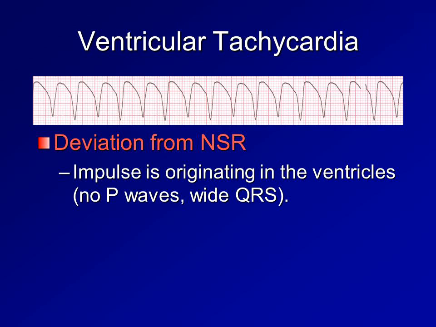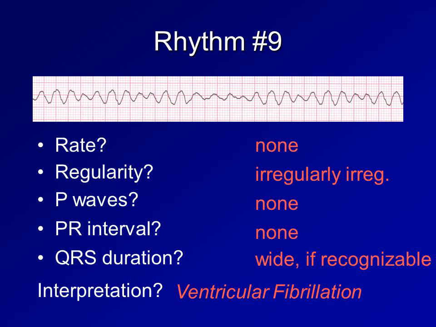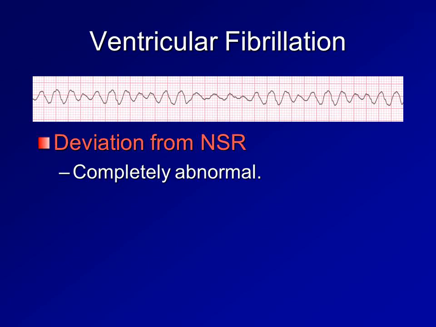Deviation from NSR. Impulse is originating in the ventricles, no P waves, wide QRS. Rhythm number 9. Rate, none. Regularity, irregular. P waves, none. PR interval, none. QRS duration, wide, if recognizable. Interpretation: ventricular fibrillation.